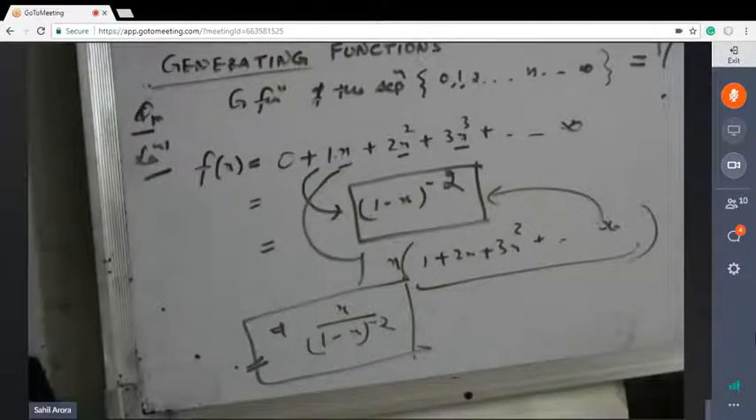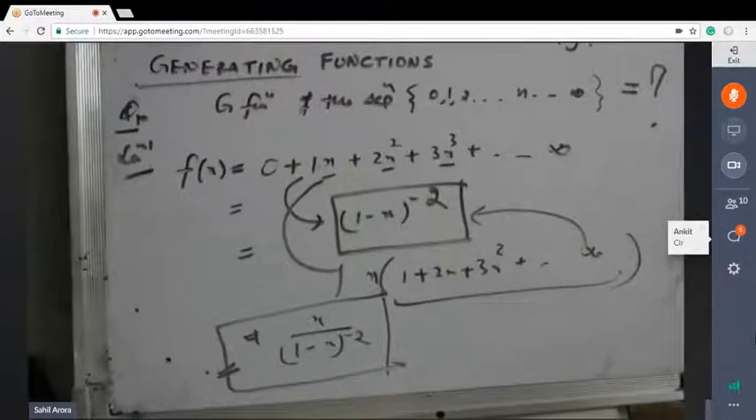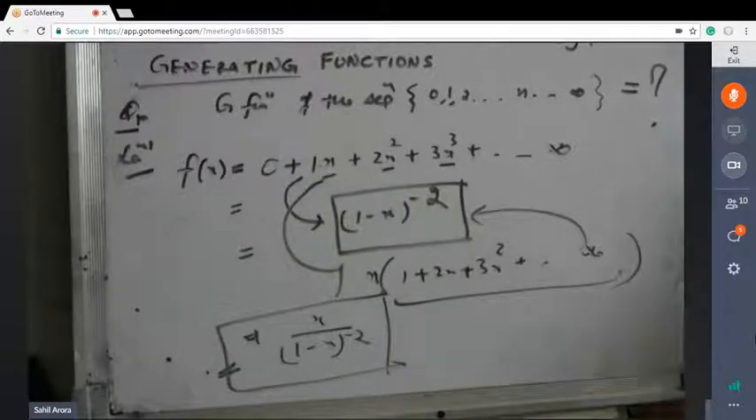If it is clear, write in chat window, please. So the final generating function for this question will become x divided by 1 minus x whole power minus 2.